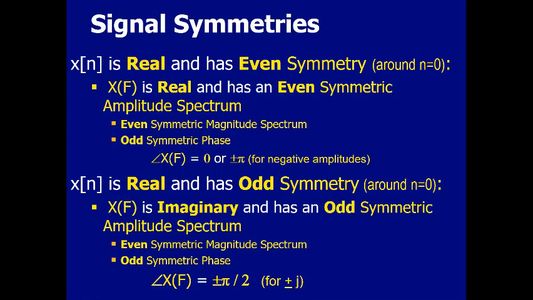If we still take the magnitude and phase of that, the magnitude would still be even symmetric around f equals 0. The phase still has to be odd symmetric, but in this case, the phase has to be on the j-axis, the imaginary axis. So it either has to be in the positive j direction at plus pi over 2, or in the negative j direction at minus pi over 2.